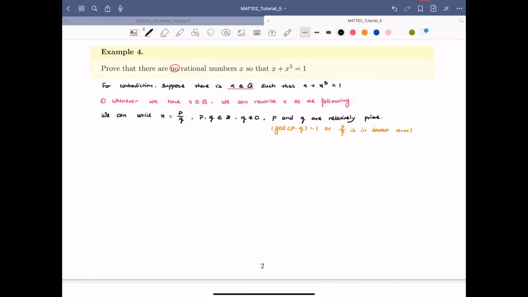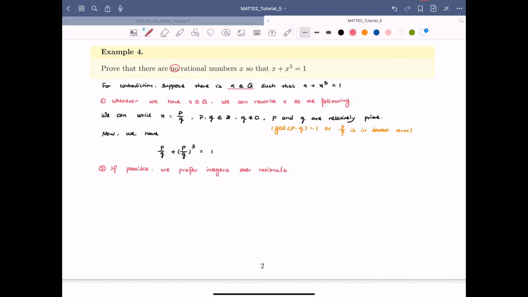So let's do that. Now we're going to have p over q plus p over q cubed equals 1. This is after I substitute in my x, which is p over q, back into the equation. That's the second thing you can do here. The second thing is, if possible, we prefer integers over rationals.